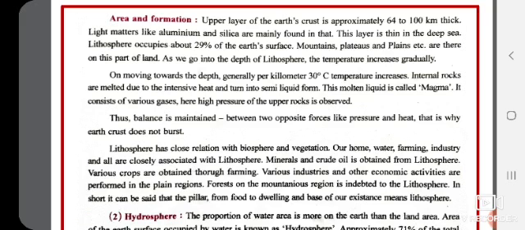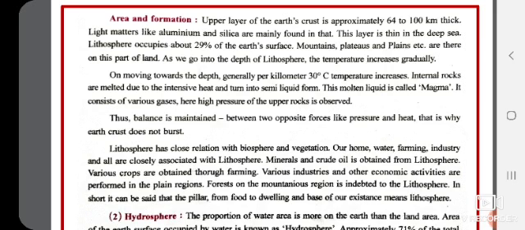Now, as we know, earth crust means the upper layer of the earth, and its thickness is 64 to 100 kilometers. Light matter like aluminium and silica is found there, and this layer is thin in the deep sea. The lithosphere layer is very thin if we go into the deep sea, and the lithosphere occupies 29% of the earth's surface. Whatever earth surface there is, 29% of it is lithosphere.